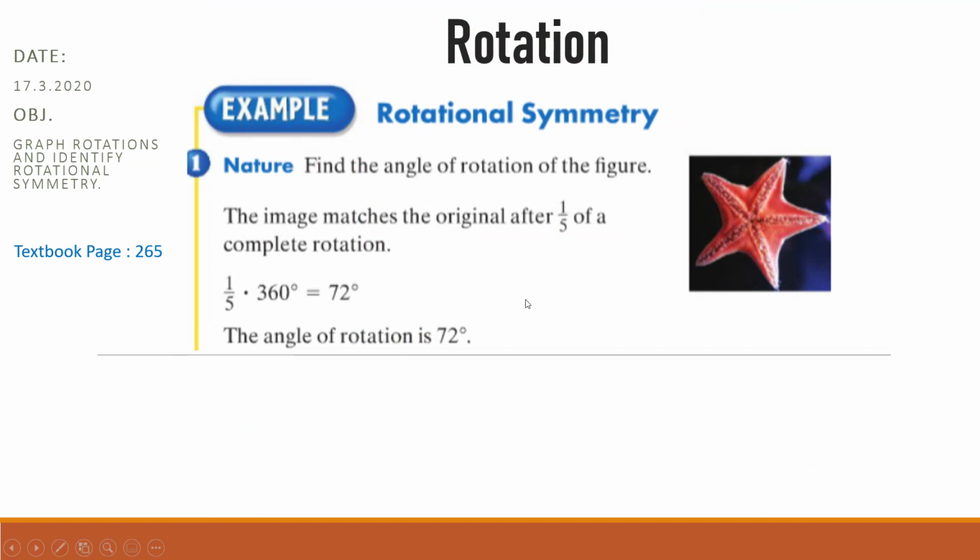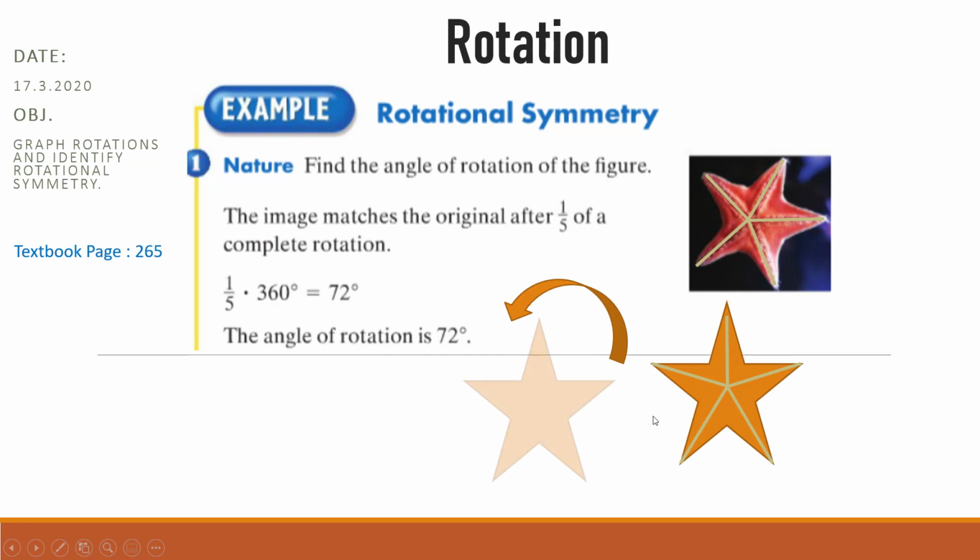In the first example, we have this figure, and we need to find the angle of rotation of the figure. Okay, look at the figure. We can see that it's divided into 5 parts. So each one of these, when it rotates, can rotate with this angle. What's the measure of this angle? This angle is a fifth of a turn, and a complete turn is 360 degrees. So it's one fifth multiplied by 360 degrees, which is 72 degrees. This is the angle of rotation.